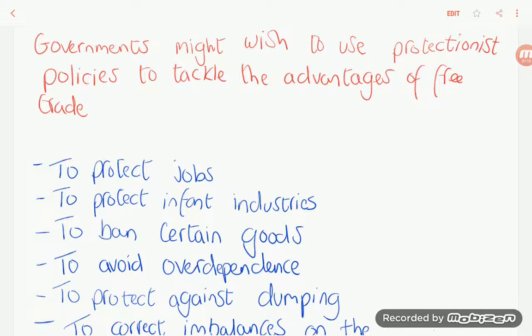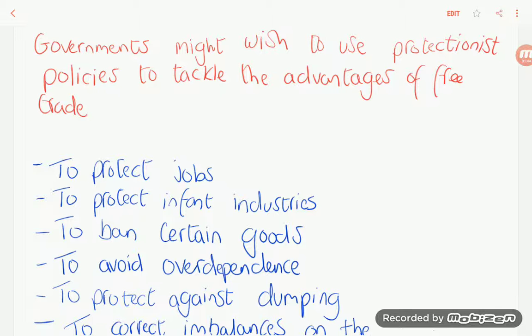However, there's a risk that the industry may never become truly competitive, and in the meantime, domestic consumers are stuck with higher prices or low quality goods. To ban certain goods. The government may simply want to ban certain goods altogether because they consider them to be bad for society, e.g. firearms or drugs. To avoid over-dependence. Specialisation could lead to over-dependence on one industry, for example Nigeria and oil.